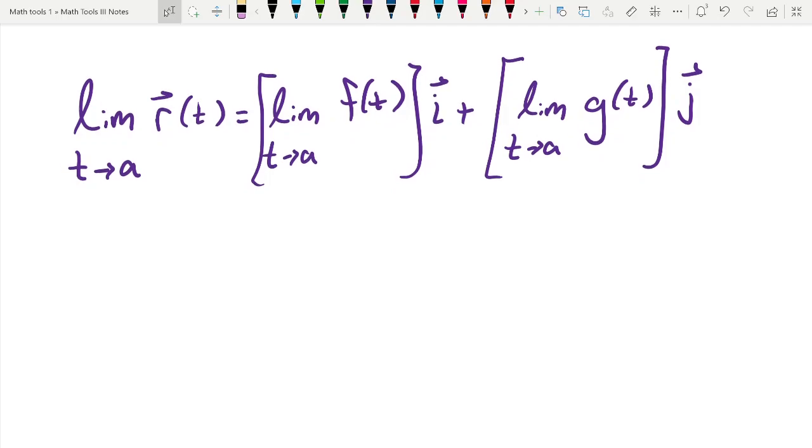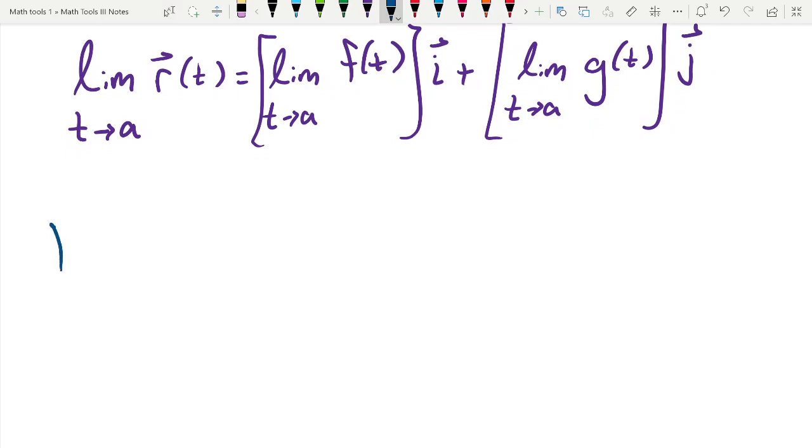In practice, it's really no different than how we would normally take a limit. We're just taking two limits now. Or if we have a three-dimensional vector, we would take three limits.